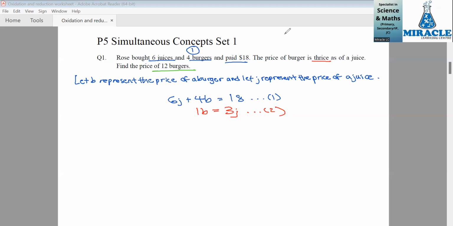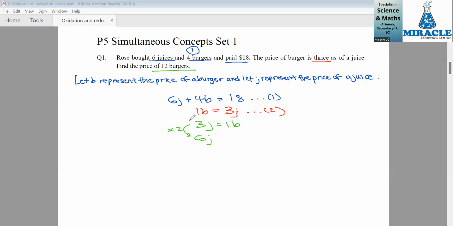Okay, so if we want to find the price of 12 burgers, we need to find a way to eliminate juice from the equation. So we realize that over here we have 3 juice equals to 1B. So let's put them on the same side, 3J equals 1B. If you want to eliminate 6J from equation 1, we have to find a way to make 3J into 6J. So in order for 3J to become 6J, we need to multiply it by 2.